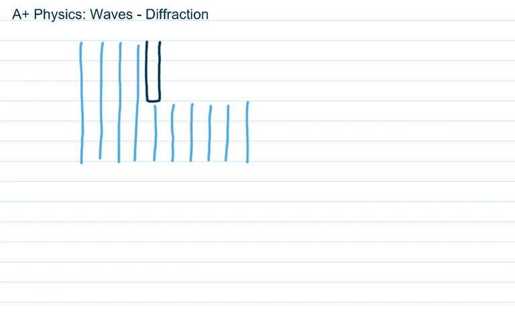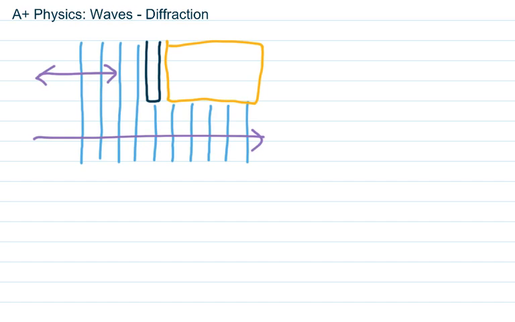So like I said, if I have water waves coming in from the left going this way and they hit the wall, they just reflect back the way they came. And if there is no wall, these waves will just keep on going as if nothing happened. But the deal with diffraction is what happens in this area right here. The waves don't just get cut off by the wall.